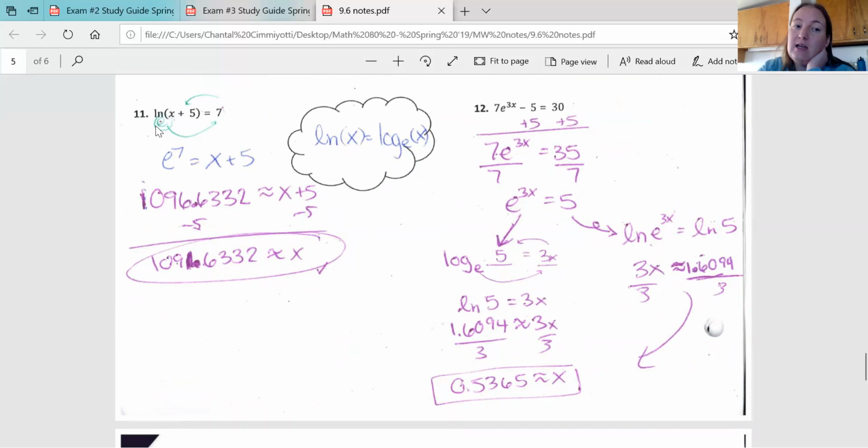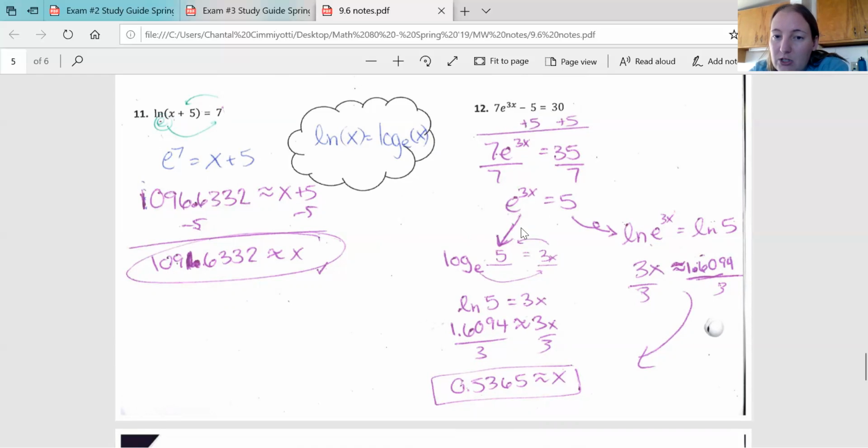And in order to isolate it, the way we are going to do that is changing forms. So whenever you're stuck, change forms. So e to the 7th is x plus 5. Well, e to the 7th is approximately this. Subtracting 5, you get your approximation. Okay, isolate your exponential. So add 5 and then divide by 7.